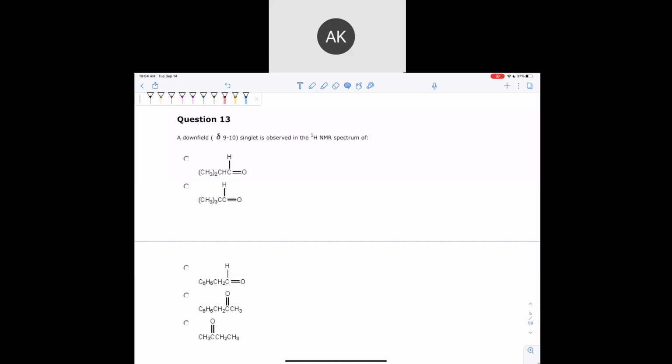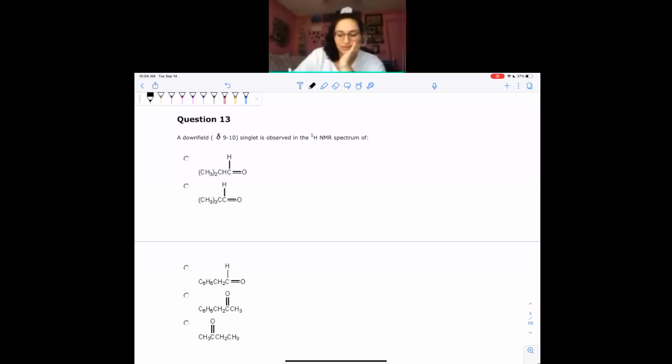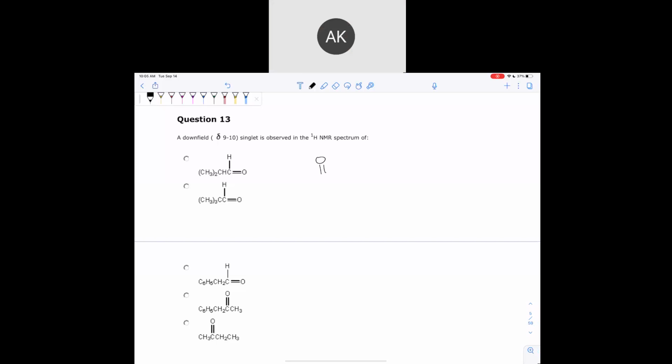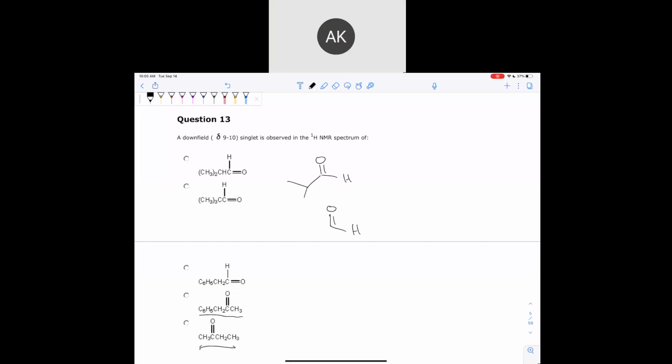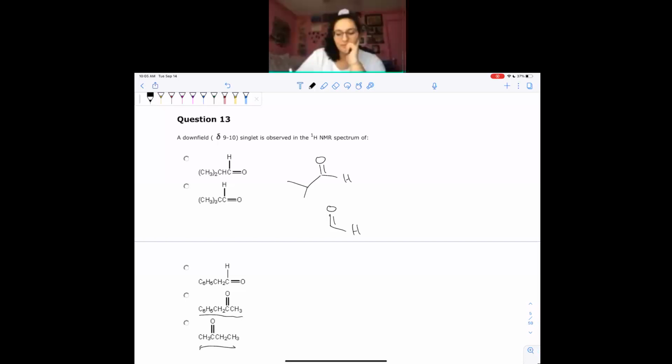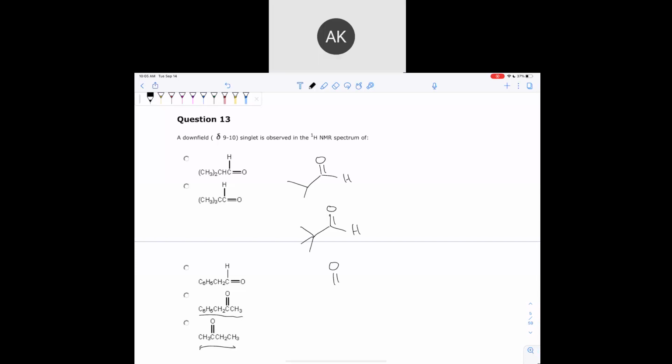Okay. So first, I'll ask you, why is it between those? Because the hydrogen, because it's an aldehyde group. Yeah, exactly. And so, what are these two? They're carbonyls, but what specifically? They are ketones.